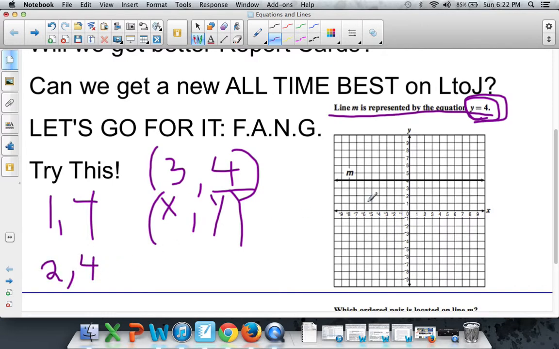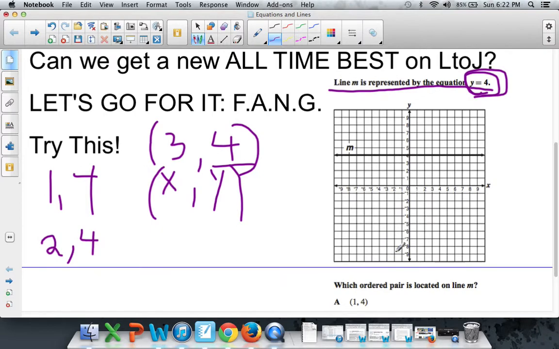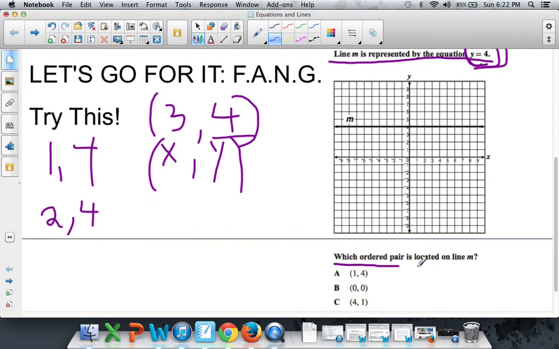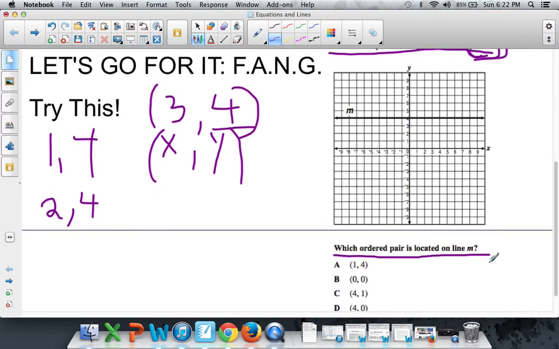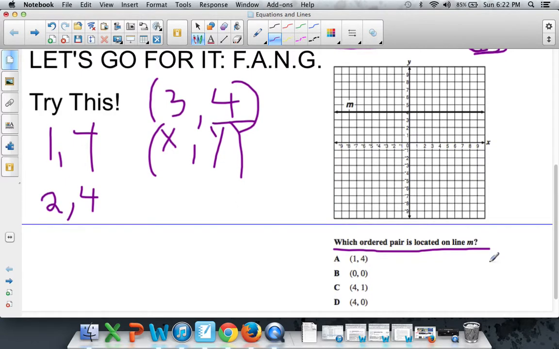Now take a look at this question. Which ordered pair, I'm looking at down here, is located on line M? Well, there's a couple ways to solve this. You could take an ordered pair and find it on the graph and say, is that on that line that they're talking about? Well, B is not. How about this one right here? C, 4, 1. 1, 2, 3, 4. 1. Nope, that's not either.